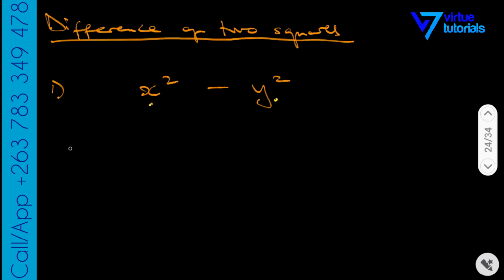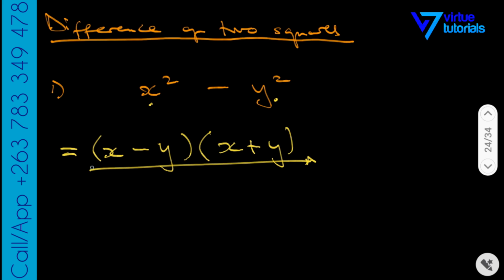Now, when you're factorizing this, it's very simple. You just take the square root of x squared, which is simply x, right? And the square root of y squared, which is simply y. So I'll say x minus y in one bracket, and then x plus y in the other bracket. So you just take the root numbers, right? The root number there was x, the root number there is y. So x minus y, x plus y. That's all you have to do, right?